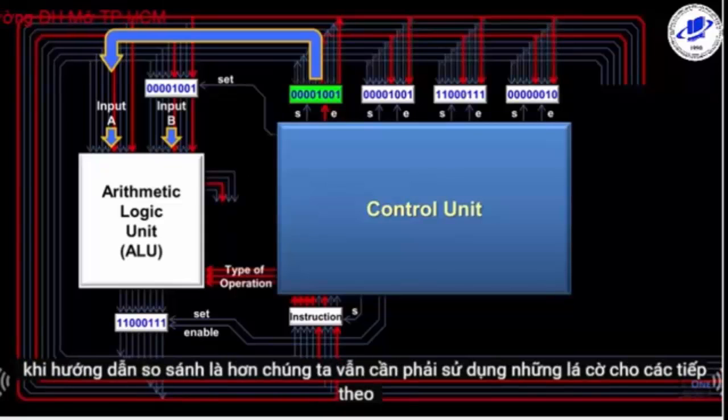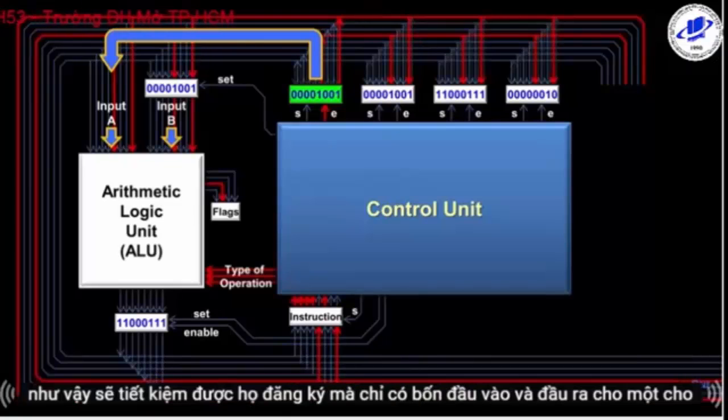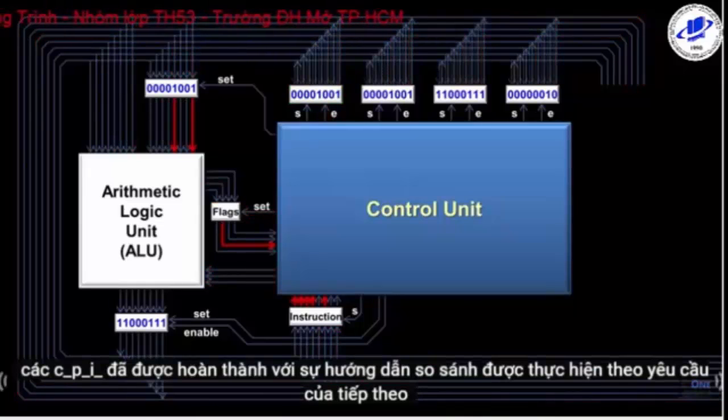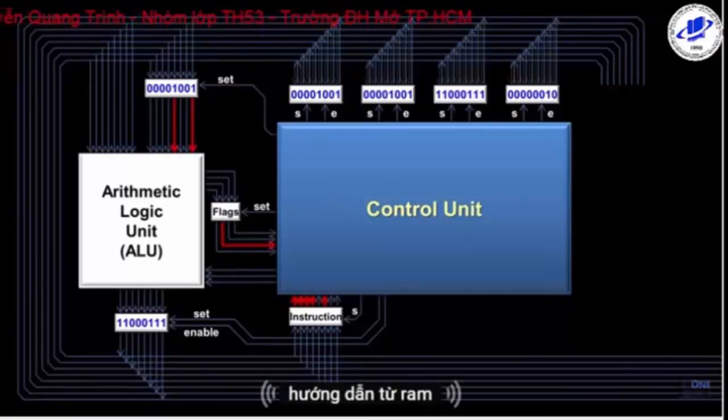Once the compare instruction is over, we still need to use the flags for the next instruction, so we'll save them to a register that only has 4 inputs and 4 outputs, 1 for each flag. Once the flags are set into the flags register, the CPU is finished with the compare instruction, and it can then request the next instruction from RAM.